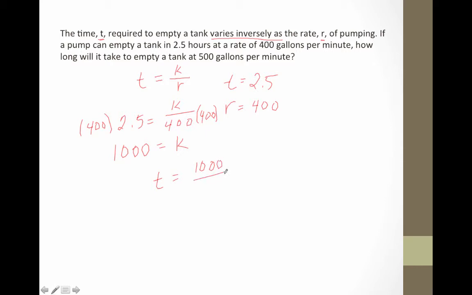So t is what we don't know, and it's 500 gallons per minute. And 1,000 over 500 is 2. But that is just 2 so far. The gallons per minute matched, as they pretty much always will. 2.5 was hours, so 2 is also hours.